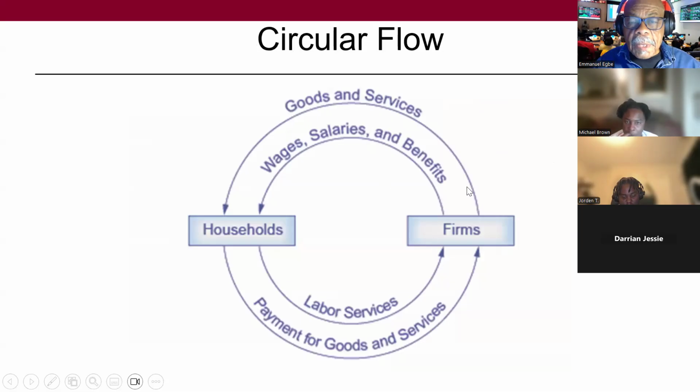Now, the economic system operates on a circular flow, okay? You have households, you have firms. Households work for wages, salaries, and benefits, and firms use the labor of households and pay for the services of households, and so the economy goes around in this circular flow.